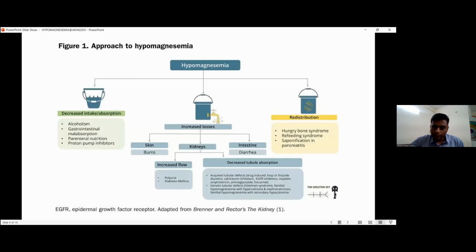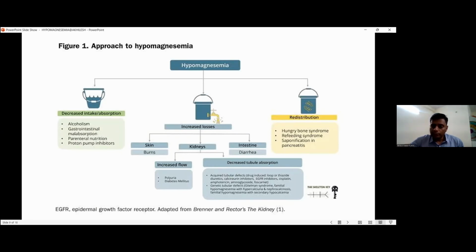Increased losses might be due to skin, kidney, or intestine. In the skin, burns. From the kidney, either increased flow to the kidneys, like polyuria or diabetes mellitus, or decreased tubular absorption. It occurs with various drugs: loop diuretics, thiazides, calcineurin inhibitors, cisplatin-based chemotherapy, amphotericin, aminoglycosides, and some genetic disorders like Gitelman syndrome and hypercalciuria syndrome. In the intestine, diarrhea can cause hypomagnesemia by increased loss of magnesium.